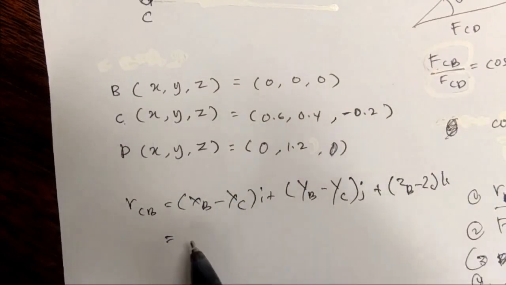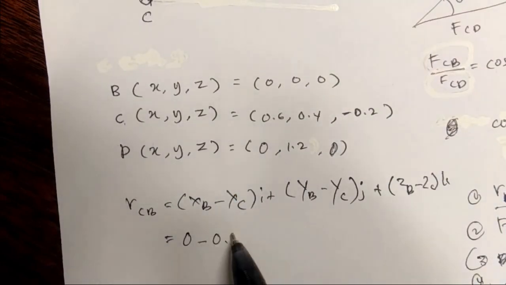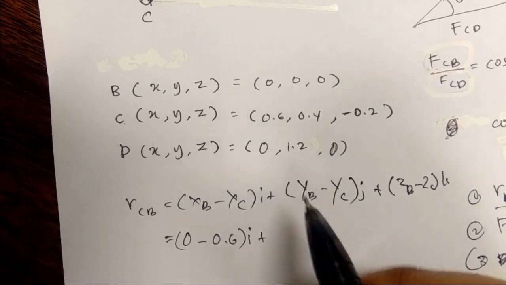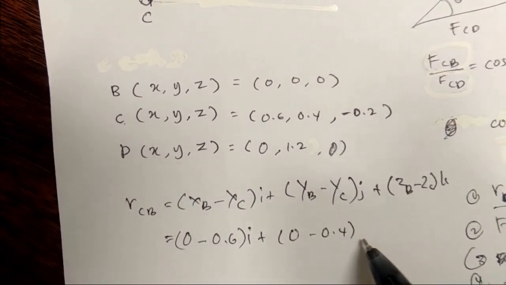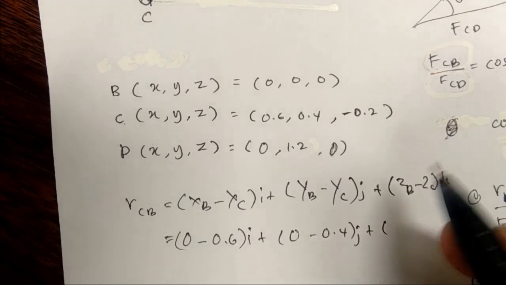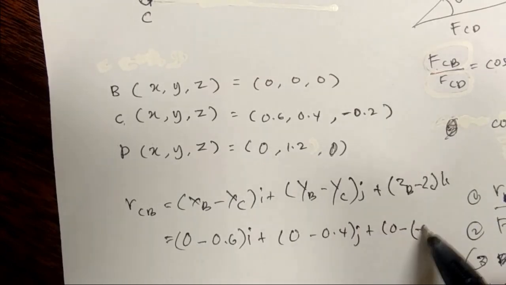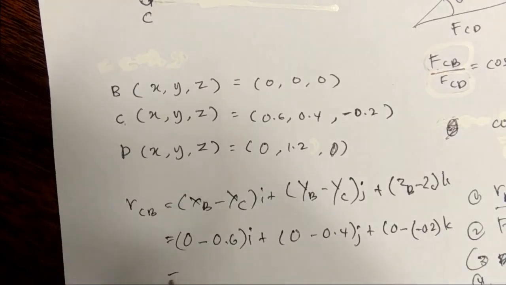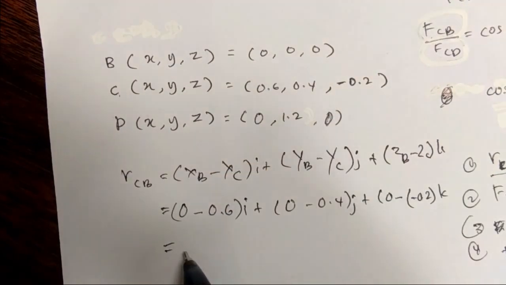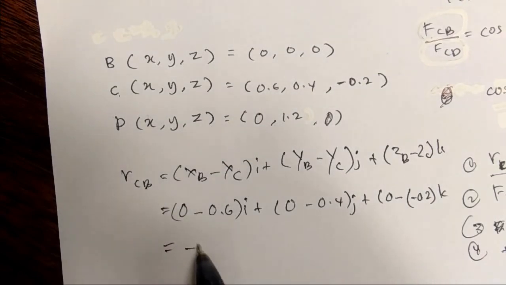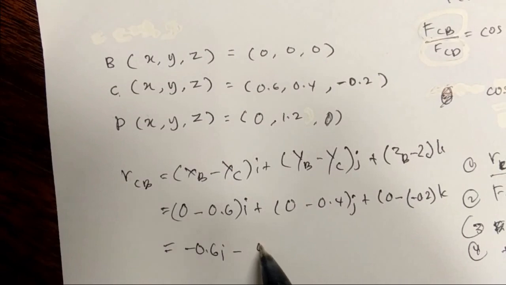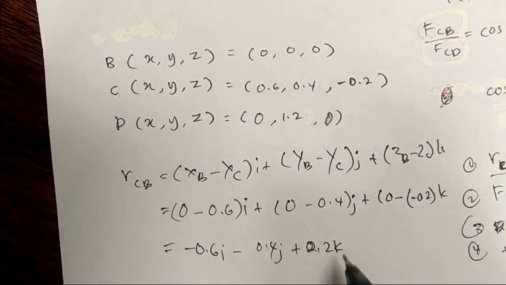So what is XB? XB is 0 minus XC 0.6 i plus 0 minus 0.4 j plus 0 minus -2. Okay, so you will get the Cartesian vector for RCB as -0.6 i minus 0.4 j plus 0.2 k meter. Okay, this is a vector.